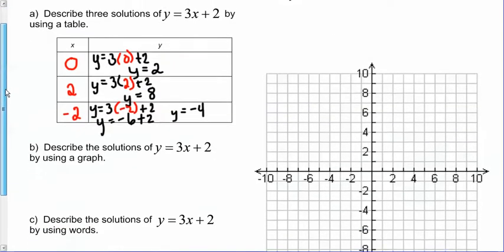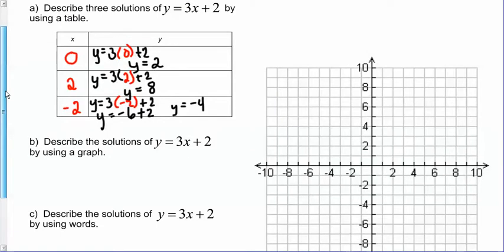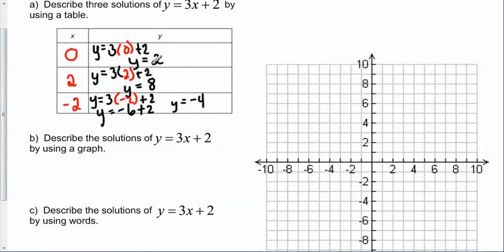Now we're going to describe the solutions of the same equation using a graph. Now this is going to be pretty easy for us because we already have our table of values. So let's go ahead and just plot the values that we're given. Remember, each one of these represents an ordered pair. We have the ordered pair 0, 2. We have the ordered pair 2, 8. And we have the ordered pair -2, -4. So let's go ahead and plot those points.